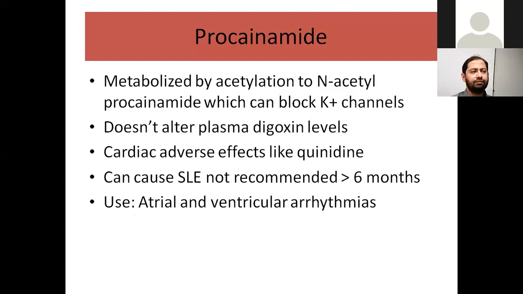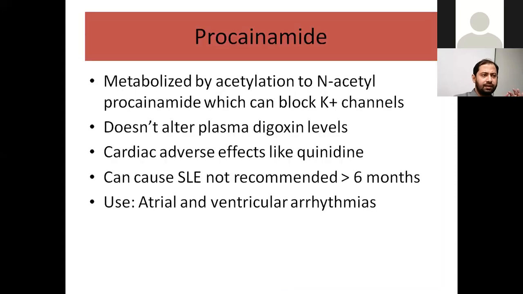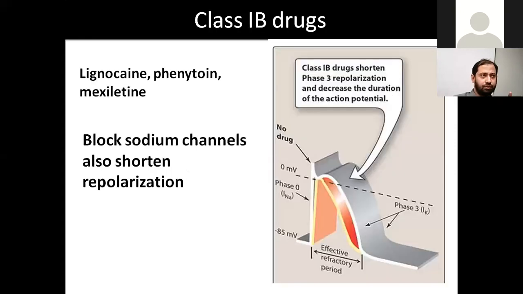As well as if we talk about the clinical use of procainamide, it is used in atrial and ventricular arrhythmias. In the last, we will also be discussing the drugs of choice in different types of arrhythmias. So you should know about the drugs of choice that we are using in different types of arrhythmias.